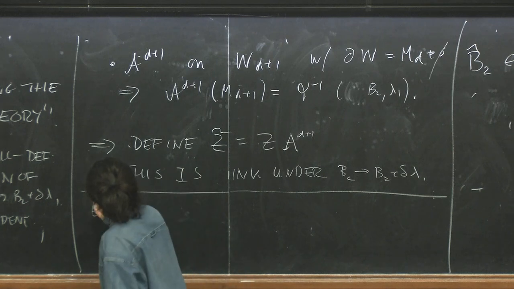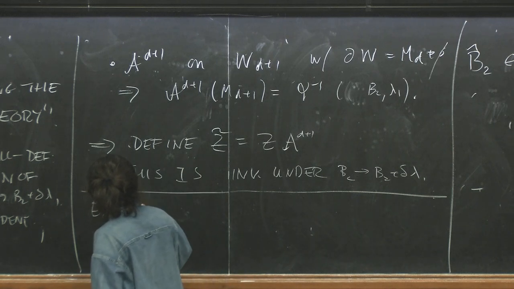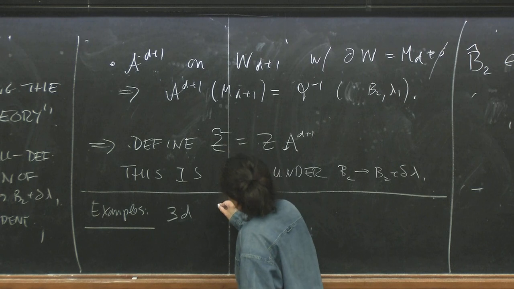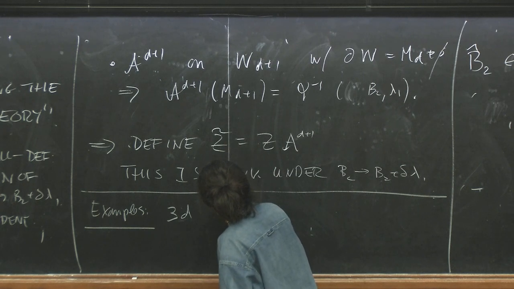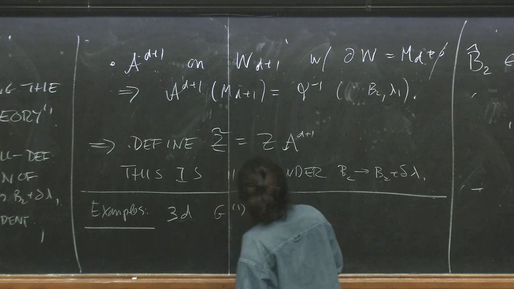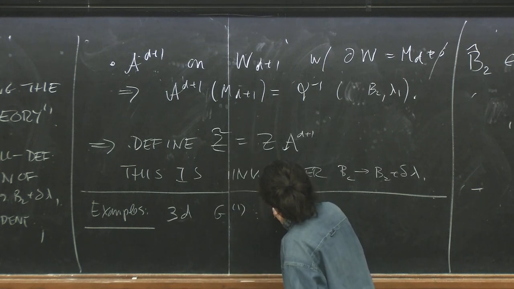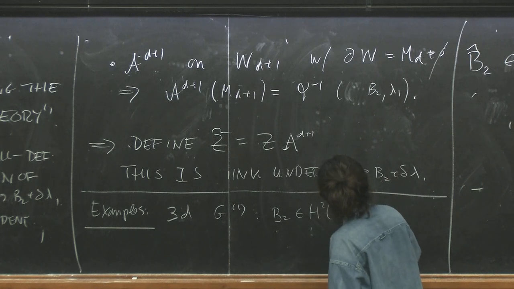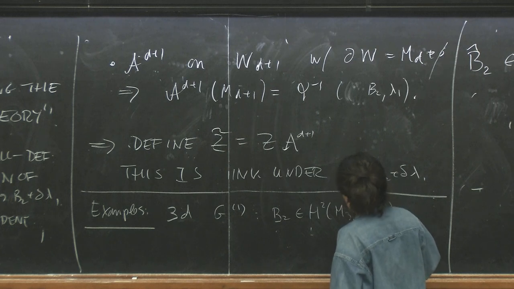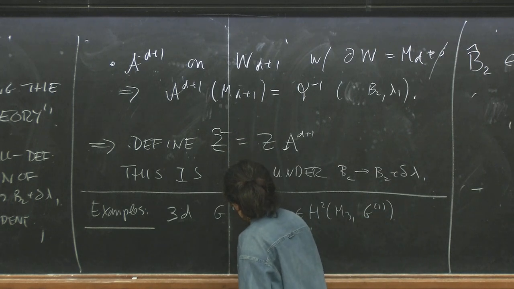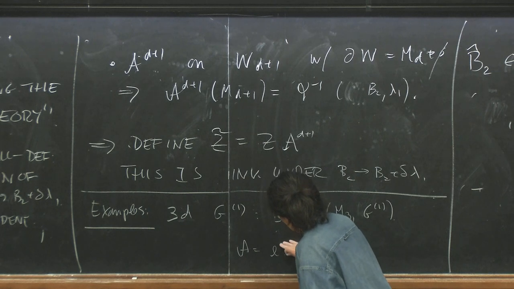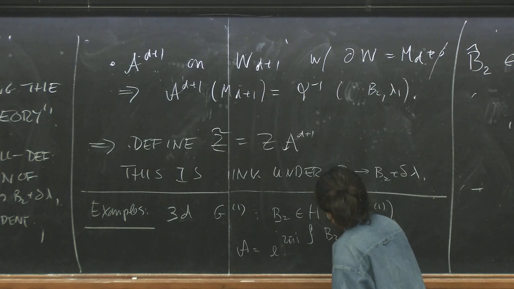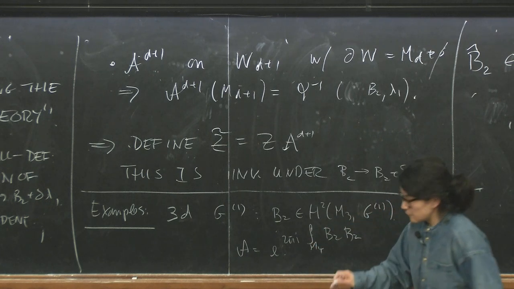So the first example is if you take a three-dimensional theory with a one-form symmetry, some G1, and this has a background field B2 in H2, then this can have an anomaly, some e to the 2 pi i integral of b2, right? So the anomaly theory lives now in four dimensions.